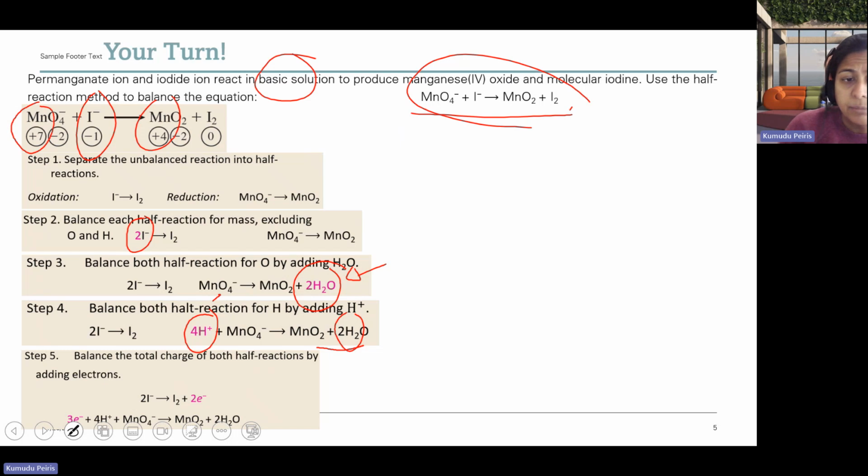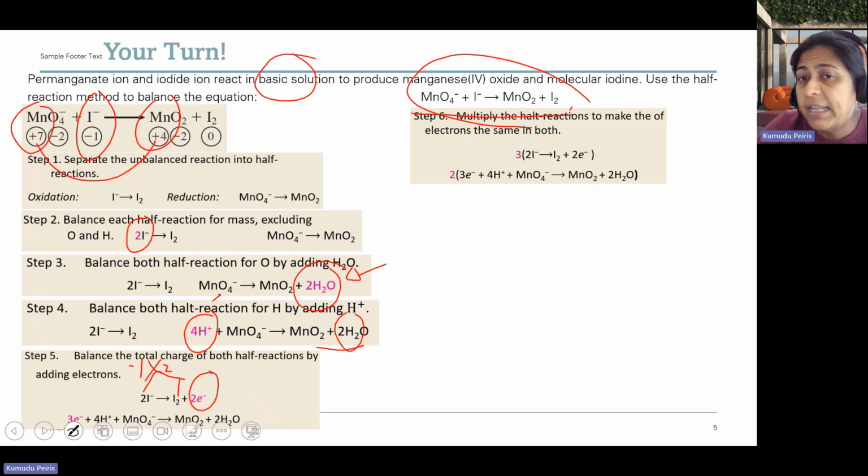Next, I'm going to balance the total charge of both half reactions by adding electrons. So the first one, going from iodide to I2, because here -1 should be multiplied by 2, the answer is -2. So now it's going from -2 to 0. So the change is 2 electrons. The reduction half reaction has a difference of 3, so 3 electrons were added to the reactant side.